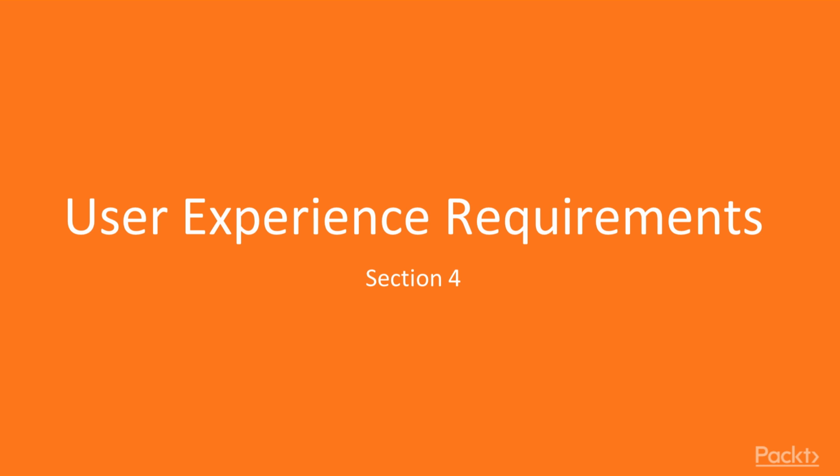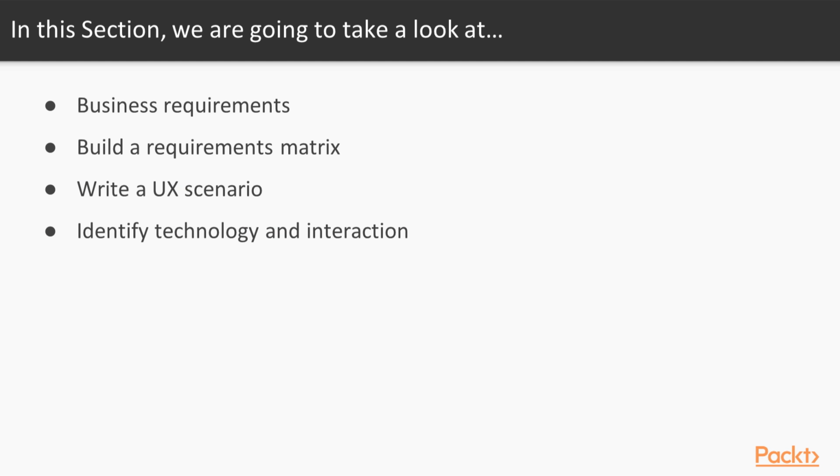As we start out section 4, User Experience Requirements, we're going to break into a couple things. So let's chat about what is made up in this series of videos. We're going to review a couple of topics. The first topic is what and how UX pays attention to business requirements. The second is we're going to build a way at which to capture requirements through a requirements matrix. And then we'll write some UX scenarios that fit into those requirements. And the last thing that we'll cover is how our requirements should capture the technology and the interaction.